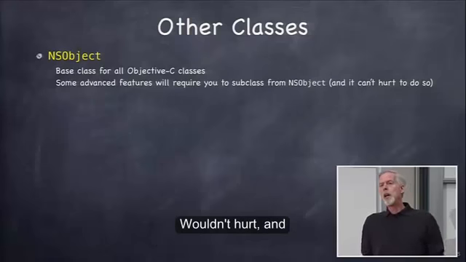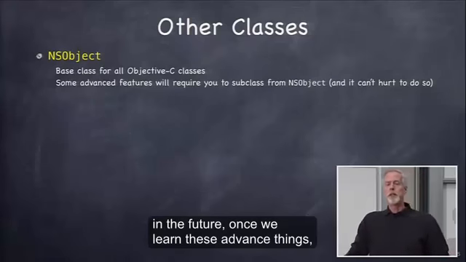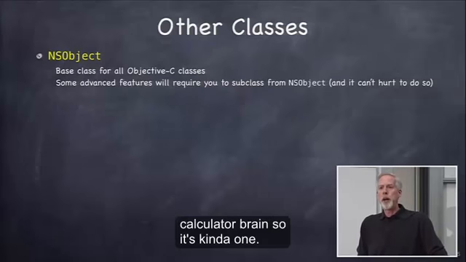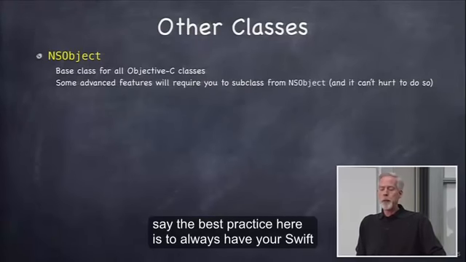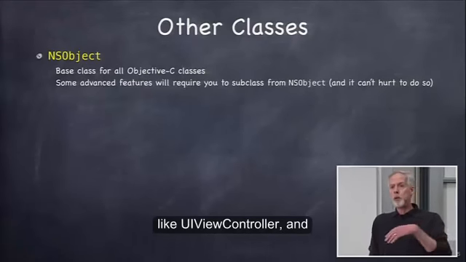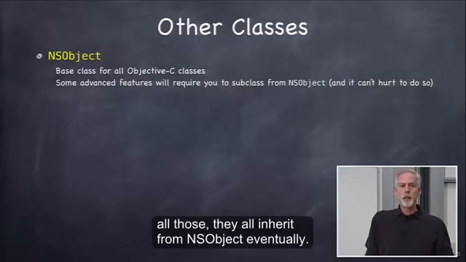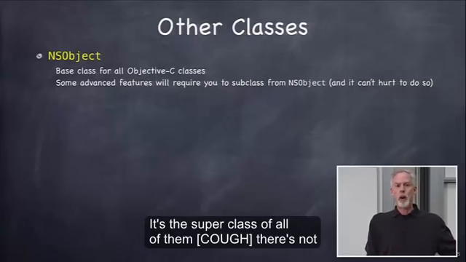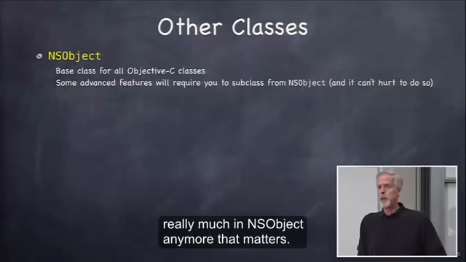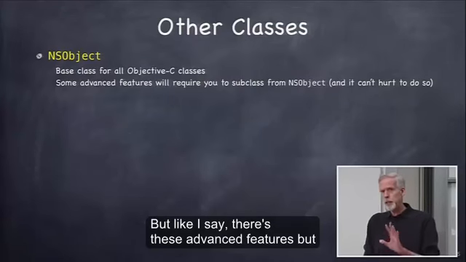It wouldn't have hurt, and in the future, once we learn these advanced things, it'd be nice to be able to do those advanced features with Calculator Brain. So you can feel free. I'm not sure what the best practice here is, but always have your Swift classes inherit from NSObject. All the classes in iOS, like UIViewController and all those, eventually inherit from NSObject. It's the superclass of all of them. There's not really much in NSObject anymore that matters. But like I say, there are these advanced features.